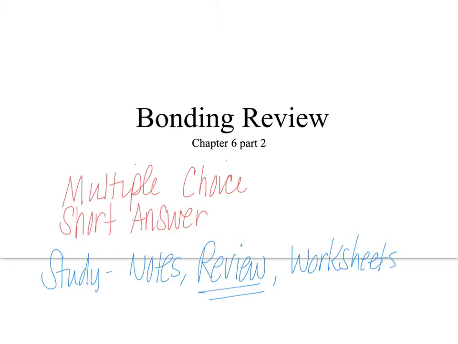So the test for bonding is going to be multiple choice and a couple of short answers. You should study your notes, your review, and your worksheets. This is part 2 of the chapter that we did, so it's going to focus more on the covalent compounds, like the molecular geometry and nonpolar polar, but you still do need to know some of the ionic, especially the differences between the covalent and the ionic.